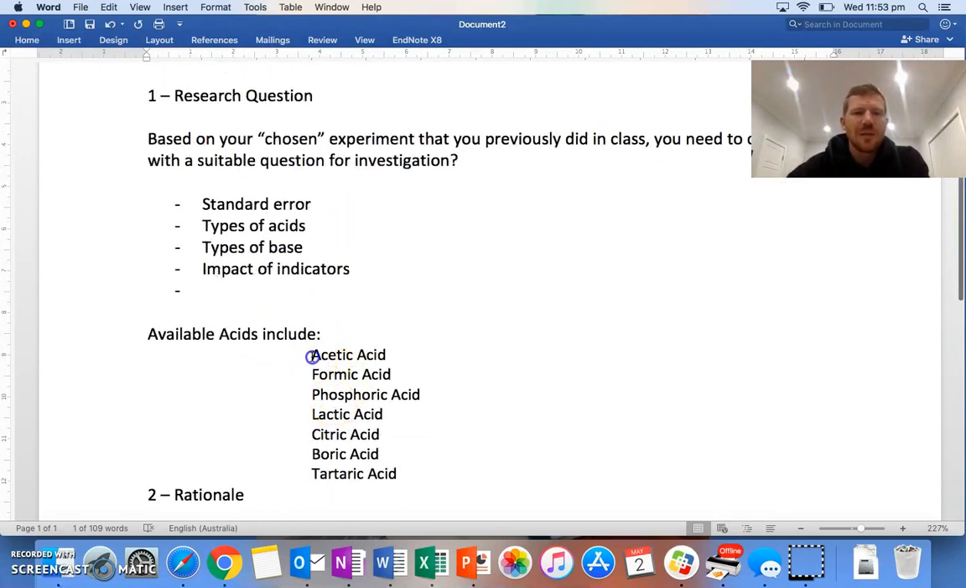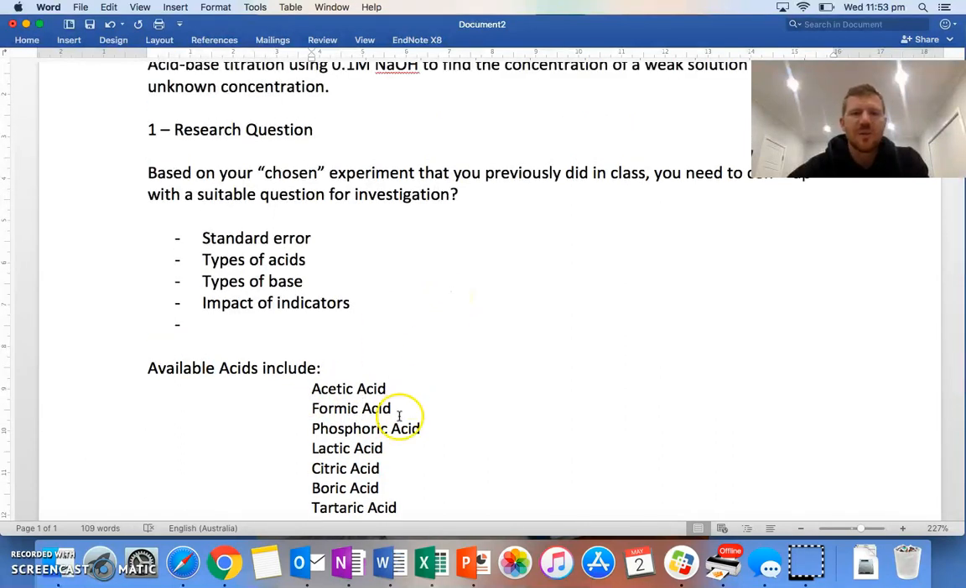But if you look down here, there's a number of available acids to you that we can use in class. You could pick any of these. So acetic acid is like vinegar. Phosphoric acid is used in commercial products. There's lactic acid, citric acid, boric acid, tartaric acid, and formic acid. All right, so you might choose to use one of those acids.